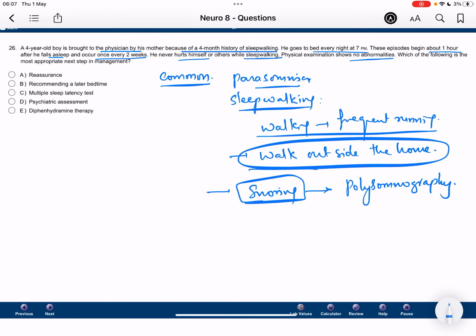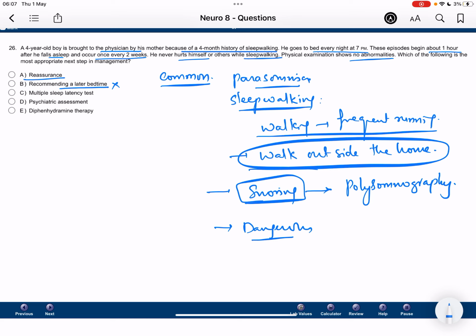Here the patient is just walking, not doing any dangerous things, so we will have to do nothing, but we will have to reassure this patient. We will see the other options as well. Recommending a later bedtime does not usually improve the sleepwalking. So remember, if it is non-dangerous, it is reassurance. If it is dangerous or associated with other comorbidities, usually polysomnography needs to be done.